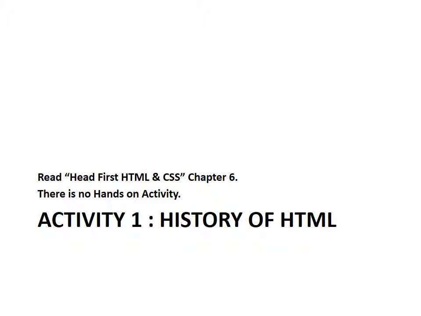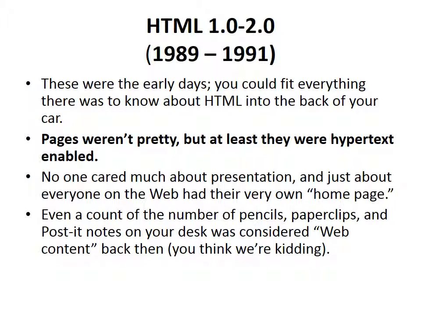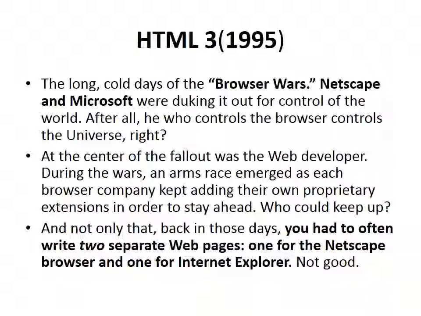In this activity, you will see a brief history of HTML. In the early stage of HTML, web pages were not pretty, but people were happy because they could use hypertext. During the mid-90s, there were browser wars between Netscape Navigator and Microsoft IE. Each web browser had different behaviors, so people often had to write two separate web pages, one for the Netscape browser and the other for Internet Explorer.